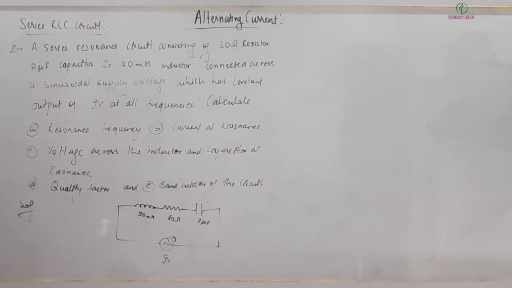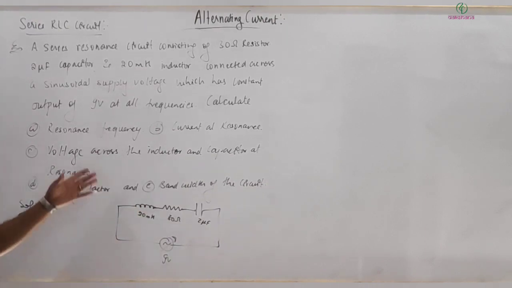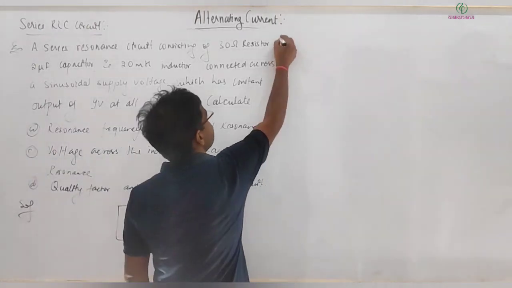You are asked to calculate the resonance frequency, the current at resonance, the voltage across the inductor and capacitor at resonance, the quality factor, and the bandwidth. So straightforward things are there. We are supposed to calculate these things. Let's solve it.